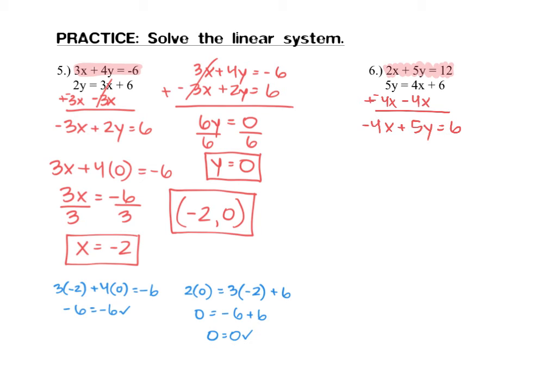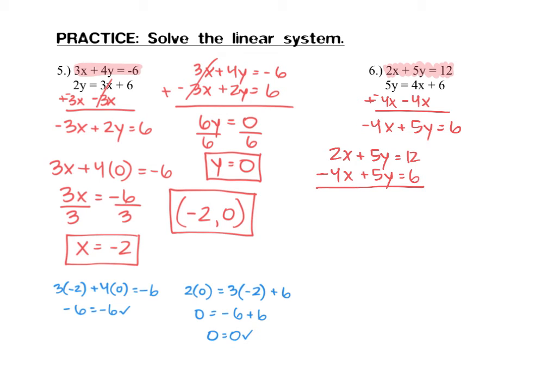So now I have these matched up, because this goes x, y, equals sign, constant. So I'm going to take my equation. The first one is 2x plus 5y equals 12. My second one is negative 4x plus 5y equals 6. Again, it doesn't matter which order you add or subtract these in.